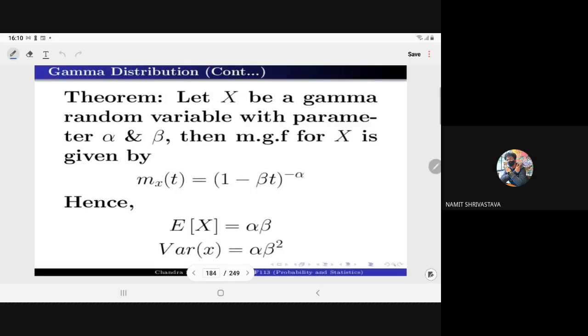Then naturally, if we are talking about the random variable x, which follows... Sir, can you explain the stretch and compress part?